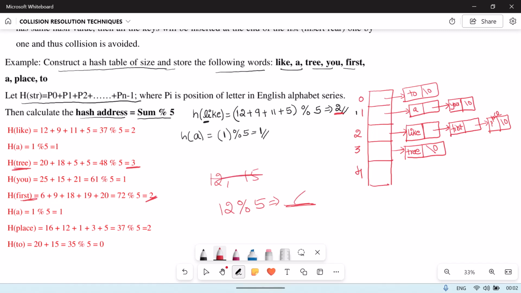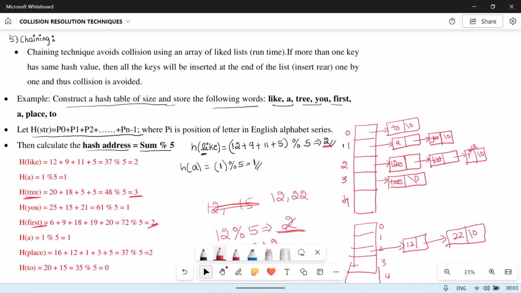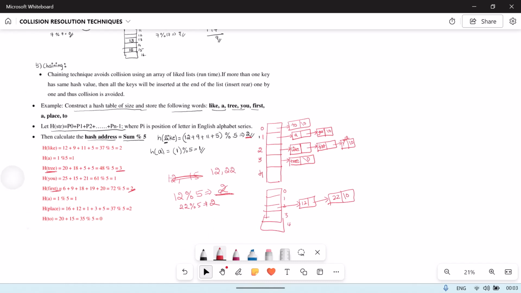Suppose I want to insert 12 and 22. 12 mod 5 is 2. So it will be 0, 1, 2, 3, and 4, right? At the second position, you will have 12. Then if you have 22, 22 mod 5 is again 2. So what you will do? From here, you will continue like this. So this is how you will do the chaining method, this collision resolution.